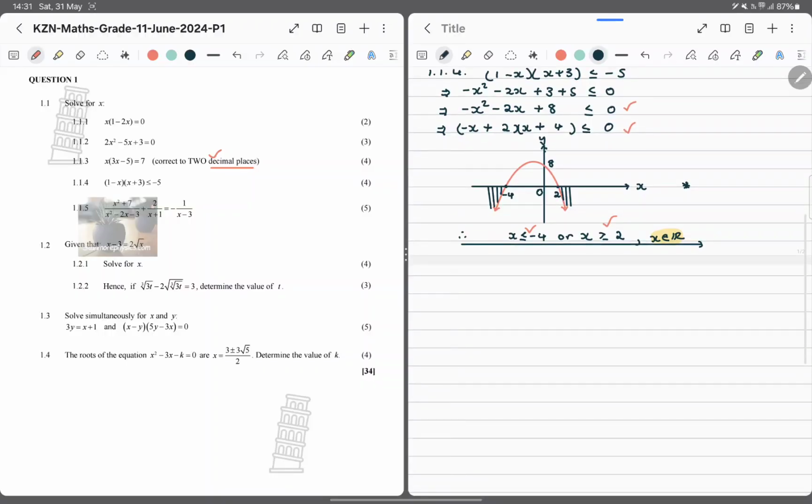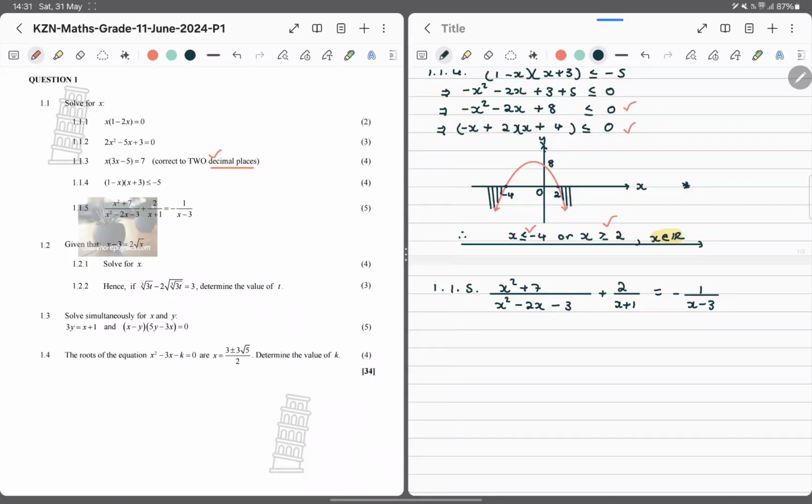Nice. So we've got 1.1.5. We've got x squared plus 7, all divided by x squared minus 2x minus 3, plus 2 divided by x plus 1, is equal to -1, all divided by x minus 3.